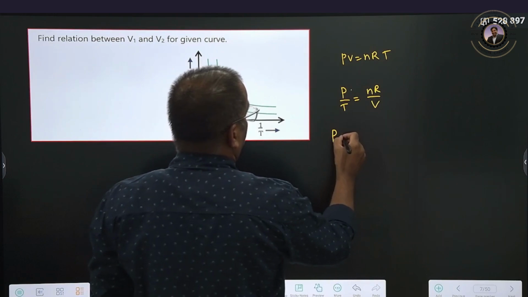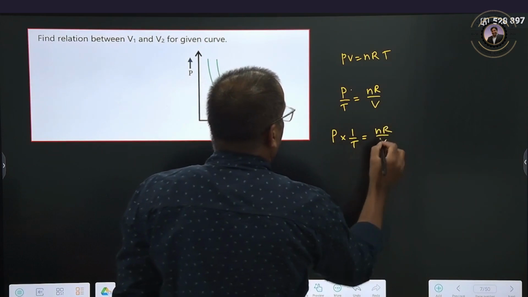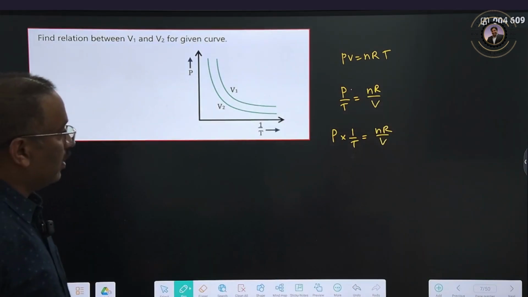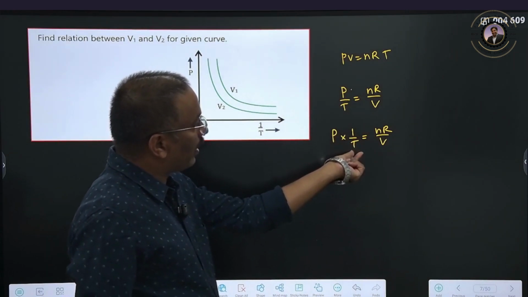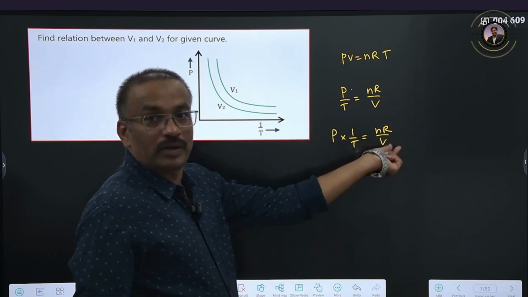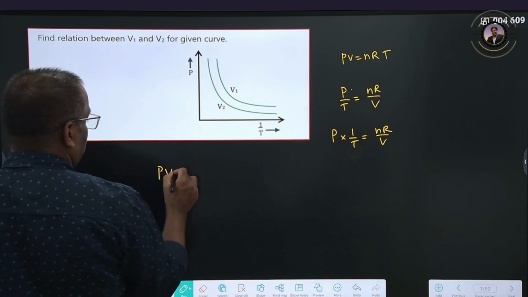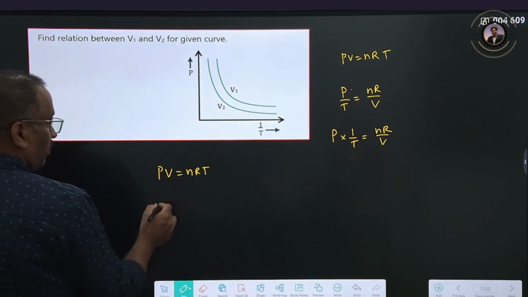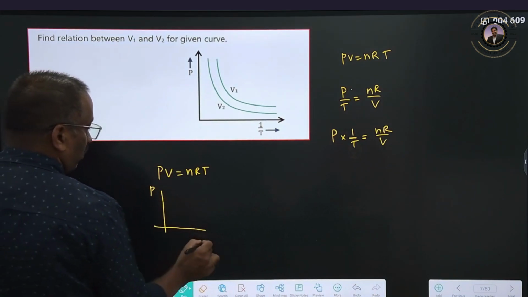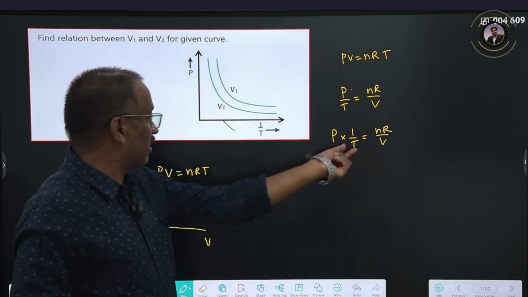P into 1 by T is equal to nR by V. Here you got it, no? P into 1 by T will be equal to nR by V, exactly like we just discussed, PV is equal to nRT. So if temperature is constant, then P is inversely proportional to the volume. Exactly, the graph is also given in the same way.